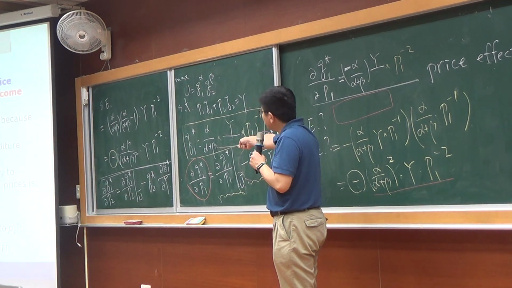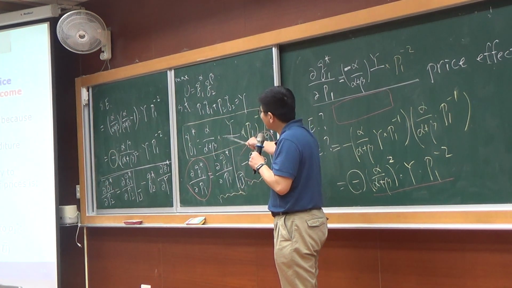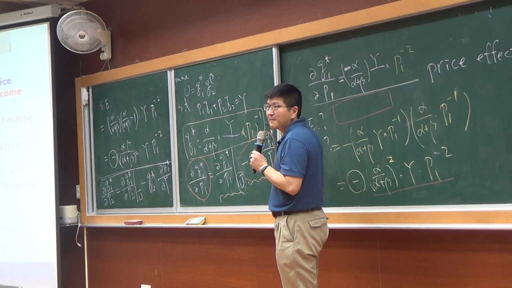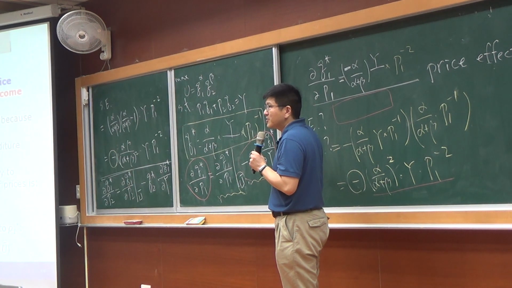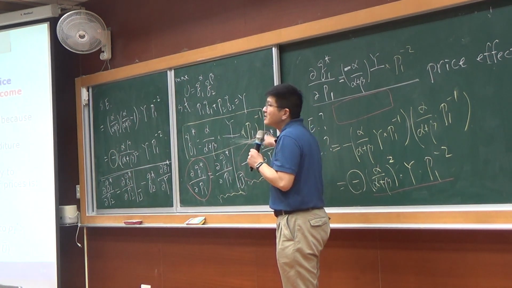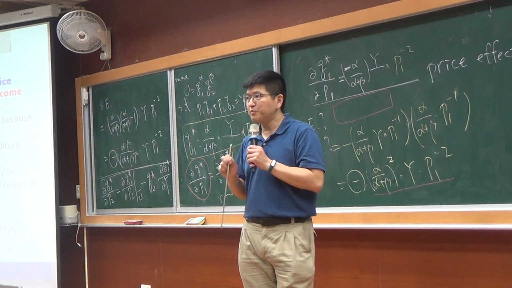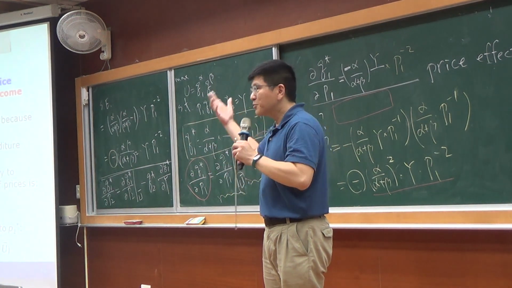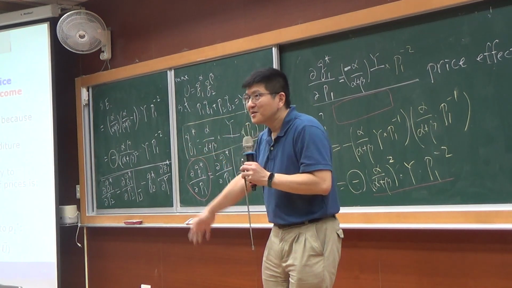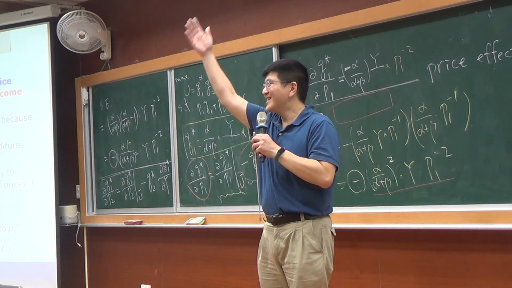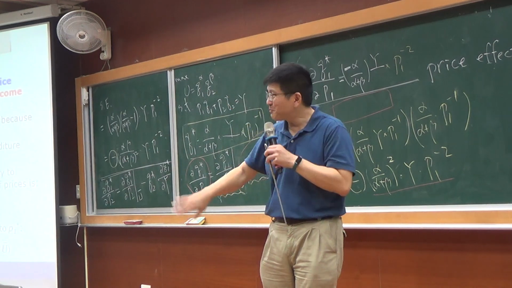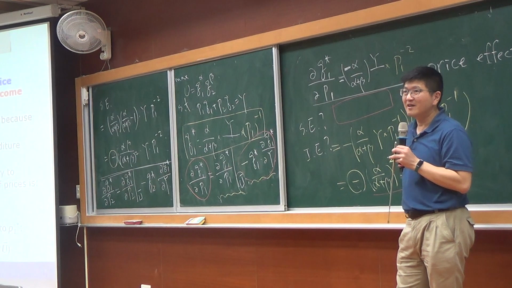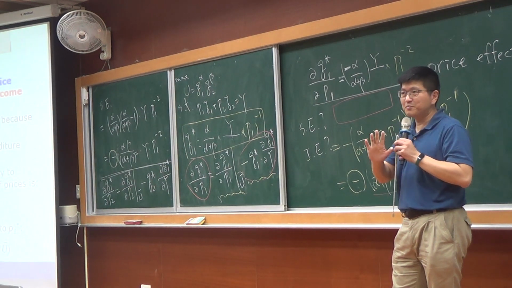What about the differentiation of Q1 star with respect to P2? Do you see any P2 here? Yes or no? No, right? So the price effect of P2 on Q1 would be what? 0, right? Would be 0. Okay? There's no price effect.